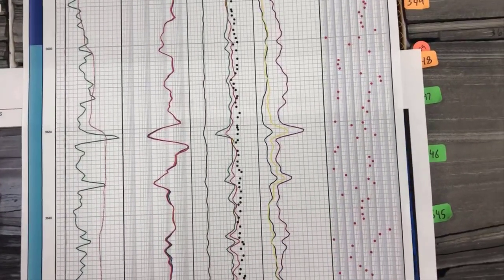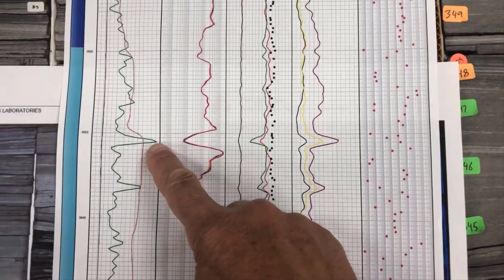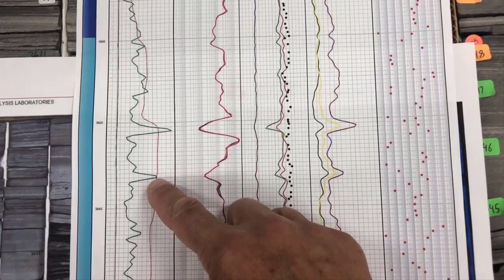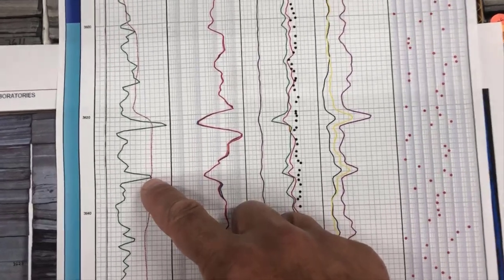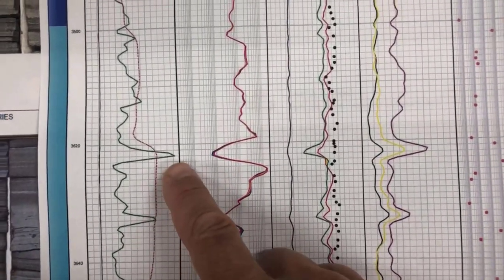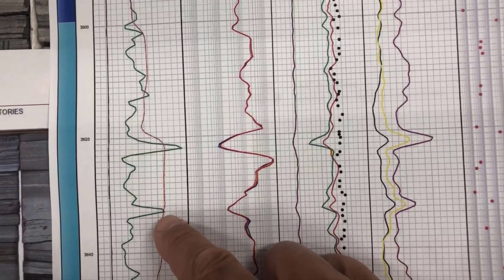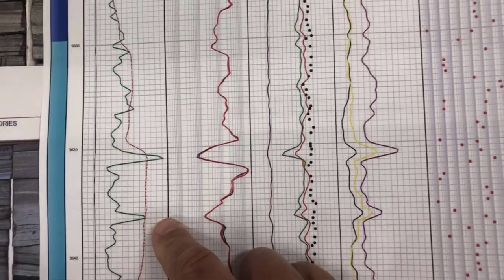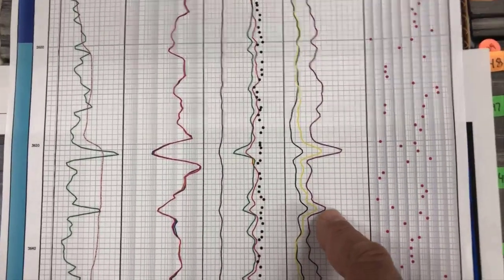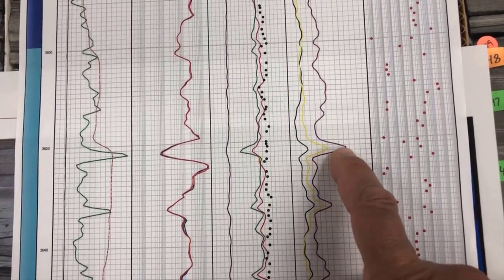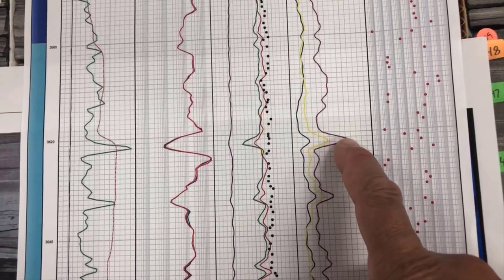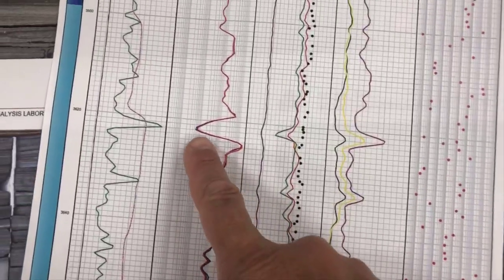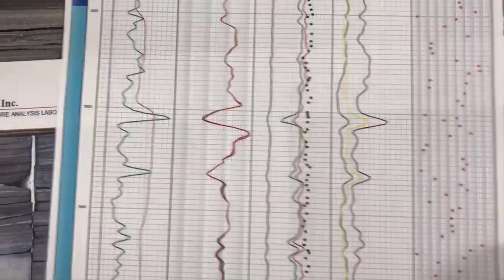We have two points here with a relatively high value in the gamma ray log. This happens at about 3620, and below 3630. So why do we have these relatively high peaks? And please note that potassium, uranium, and thorium all equally increased, so they're playing as a team. And then we have relatively low values of resistivity. So what's going on here?